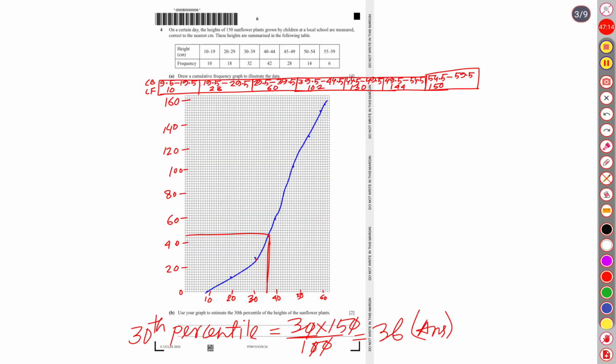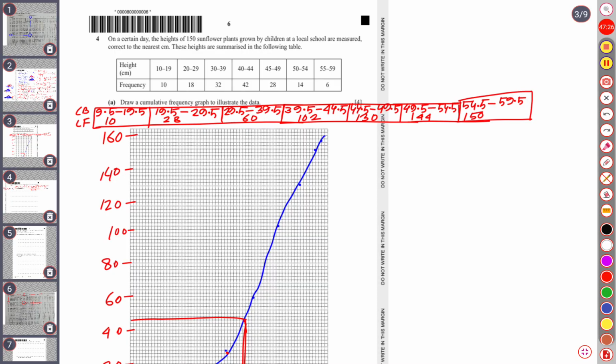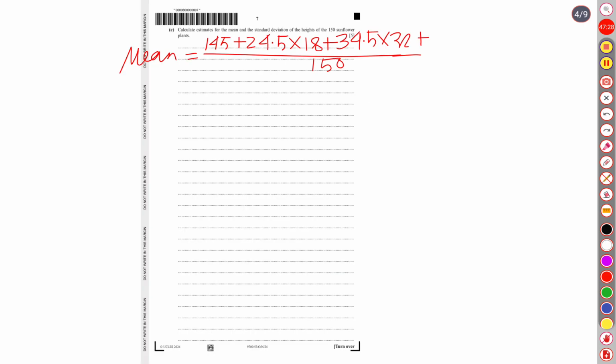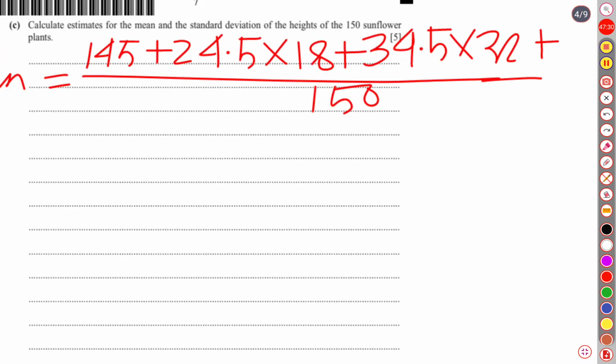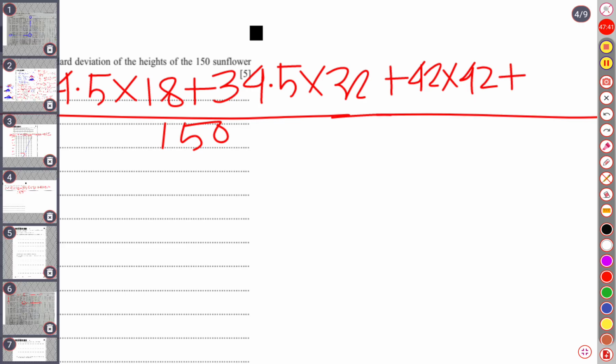Next class width is 40 to 44, so 84. Half of 84 is 42, so 42 into 42. The next class is 42 into 42, plus the next class.